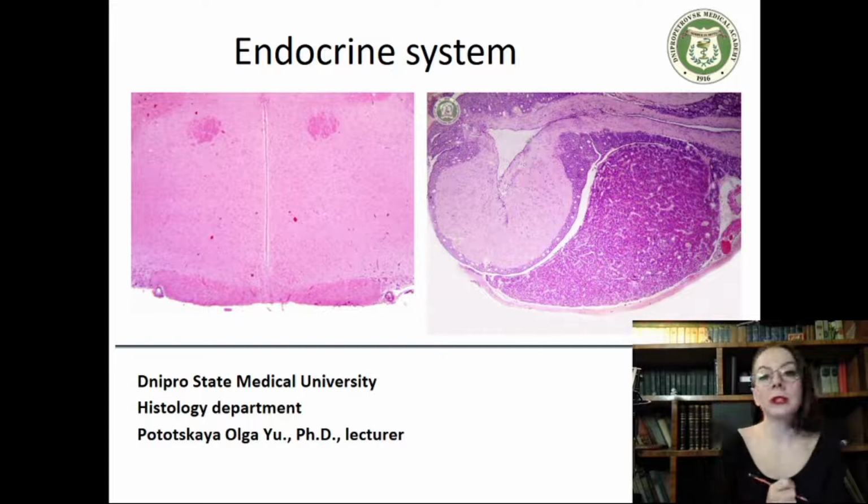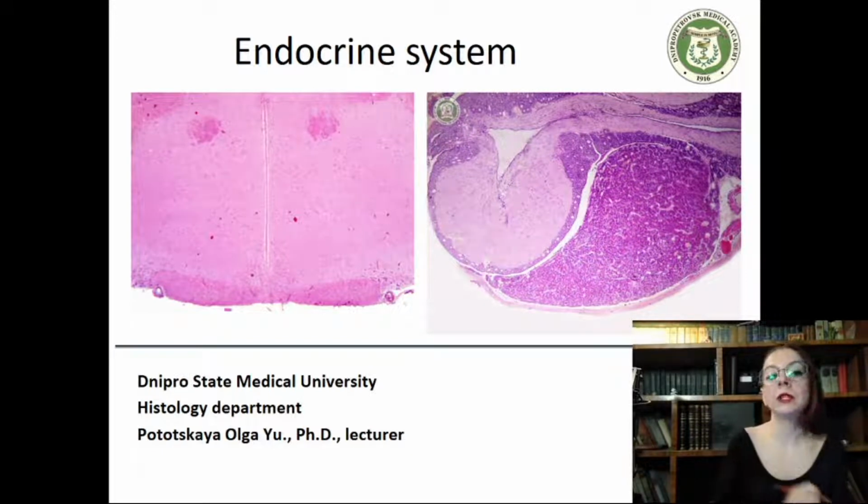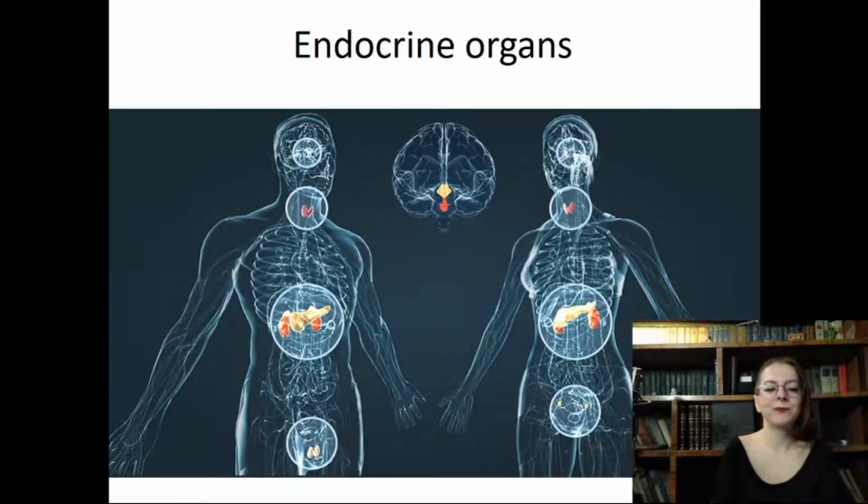Today we talk about the endocrine system, and this lecture includes both central and peripheral endocrine organs. So please be attentive, and the lecture is very concentrated. So if you are tired, then take a rest, drink a coffee, and after that continue to listen, because the topic is very important for every doctor.